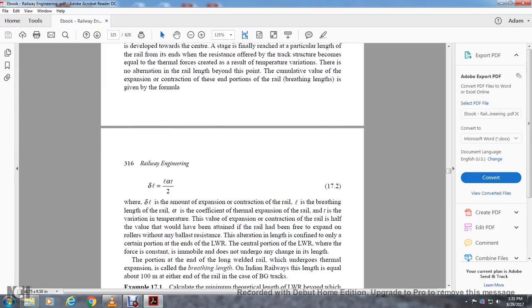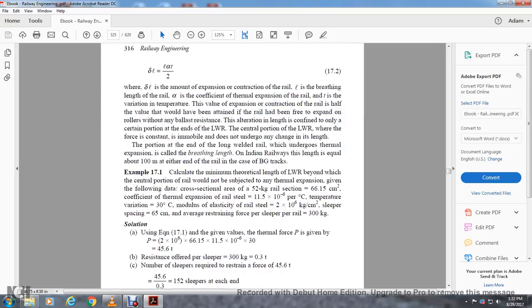The change in length is confined to only certain portions of the long welded rail. The center portion of the long welded rail, where the force is constant and immobile, does not undergo any change in length. The end portion of the long welded rail which undergoes the thermal expansion is called the breathing length. On the Indian Railways, the length is equal to about 100 meters at either end of the rail in case of broad gauge tracks.